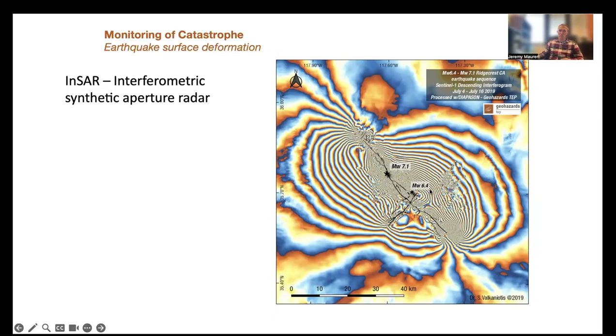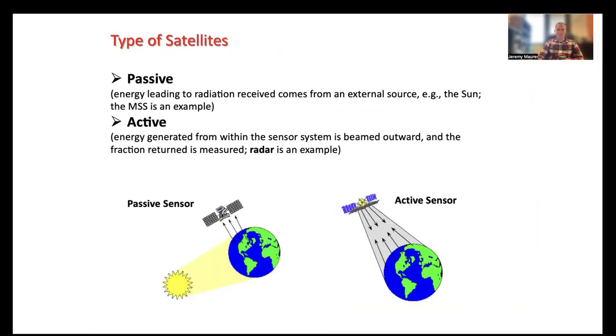So this was a very large earthquake, magnitude 7 earthquake here, magnitude 6 earthquake here. And the displacements from these earthquakes were probably, looks like, almost a meter in some places. So we can calculate ground movements using satellite remote sensing data.